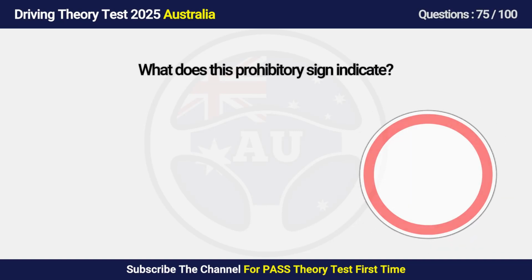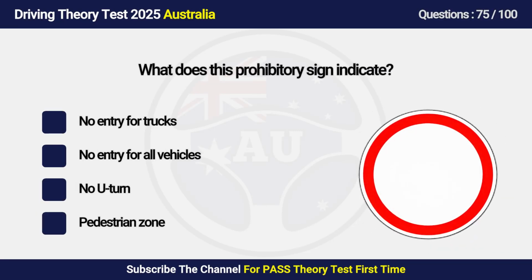Question 75. What does this prohibitory sign indicate? A. No entry for trucks. B. No entry for all vehicles. C. No U-turn. D. Pedestrian zone.